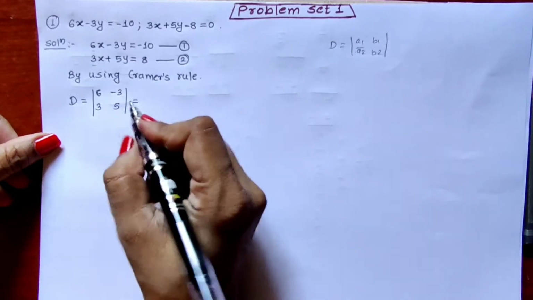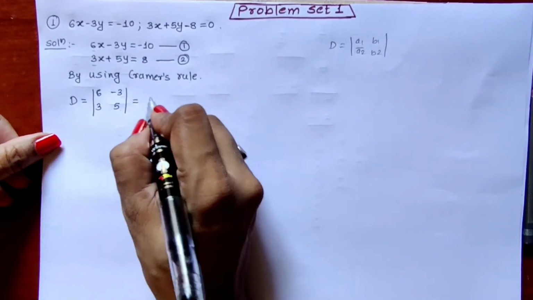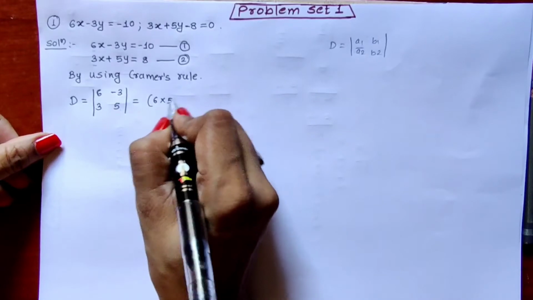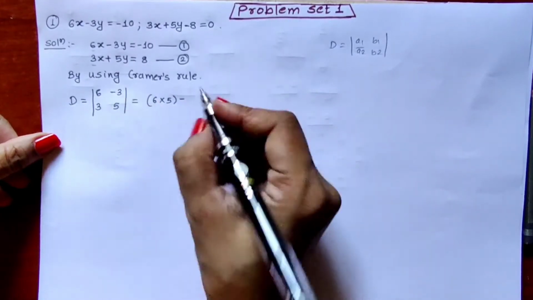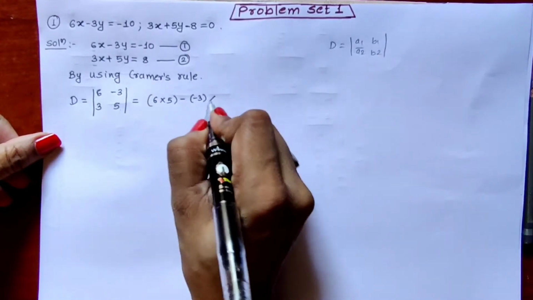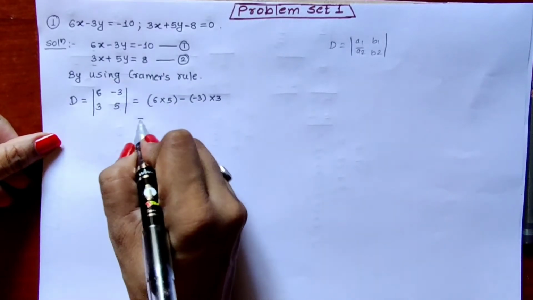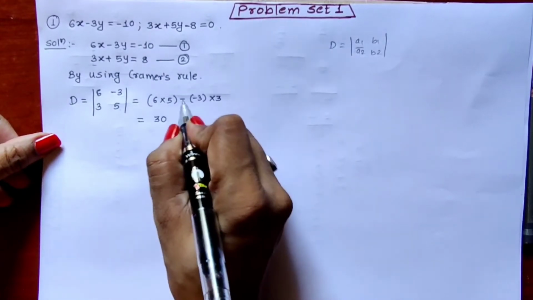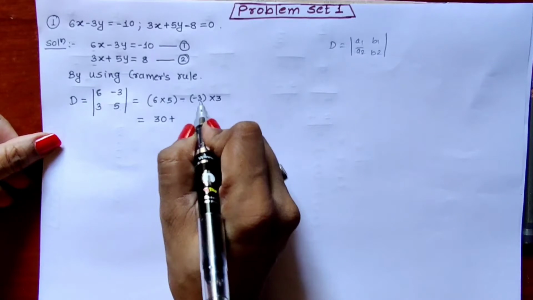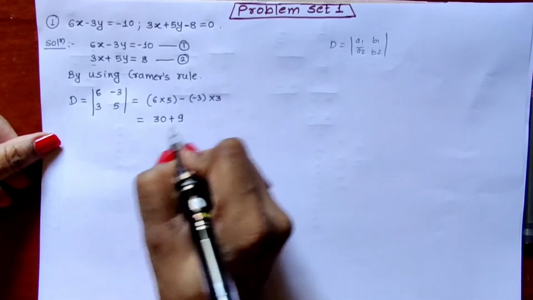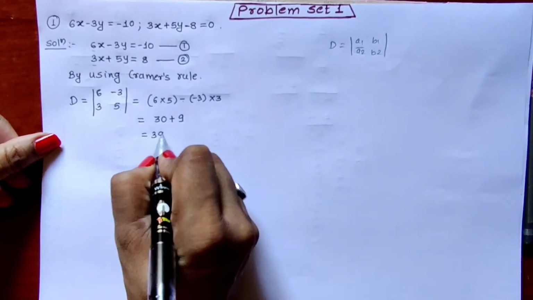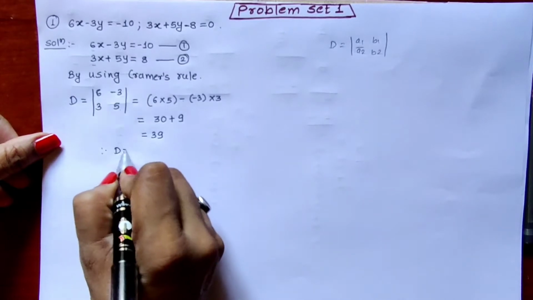Now we will have to solve it by cross multiplication. 6 into 5 minus 3 into plus 3. Solve. 6 5s are 30. Minus will become plus. 3 3s are 9. So D value is 39. Therefore D is equal to, we have got 39.